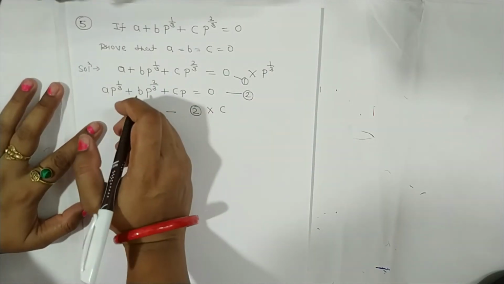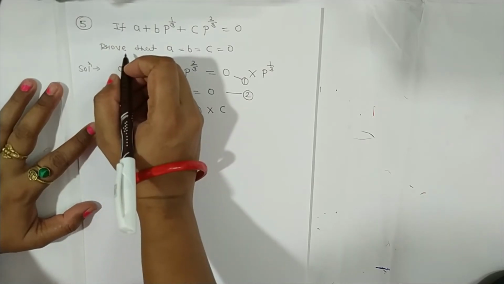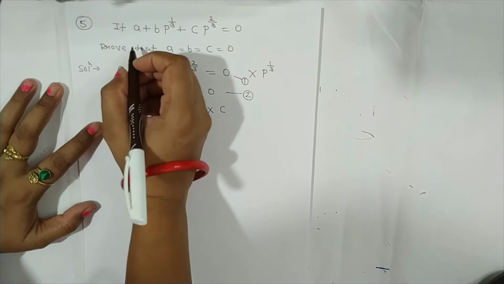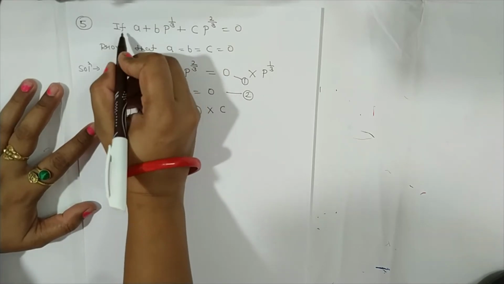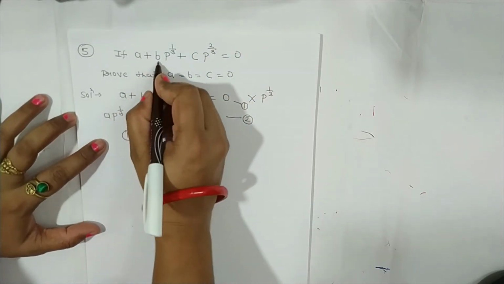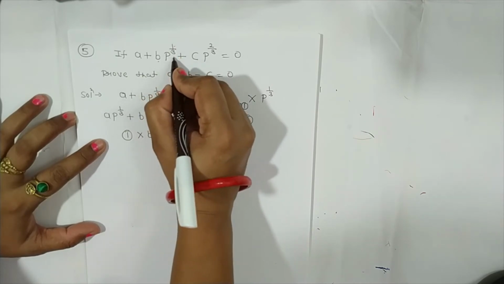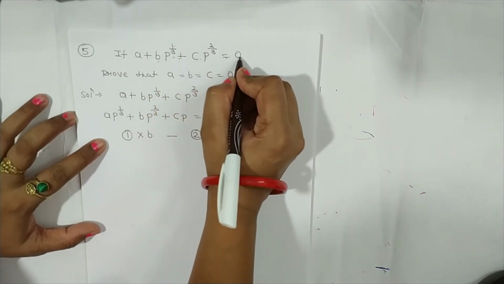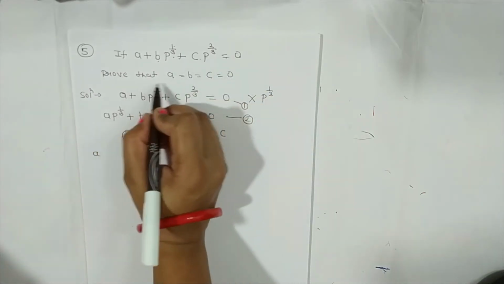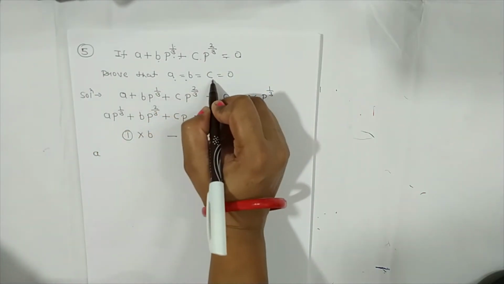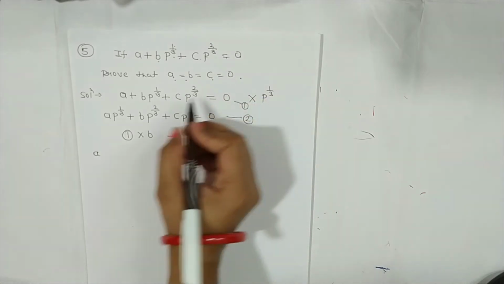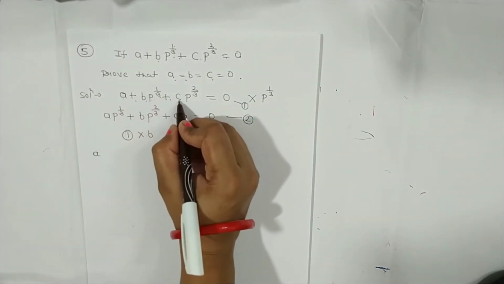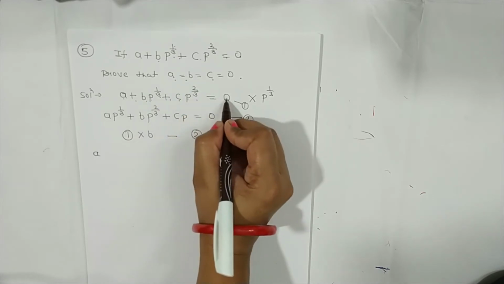Next question. Let a, b, c and p be irrational numbers such that p is not a perfect cube. If a plus b p to the power 1 by 3 plus c p to the power 2 by 3 equals 0, then prove that a equals b equals c equals 0. So we have a plus b p to the power 1 by 3 plus c p to the power 2 by 3 equals 0.